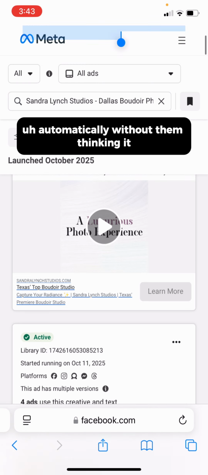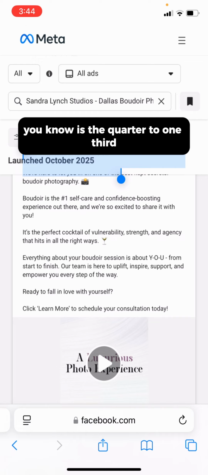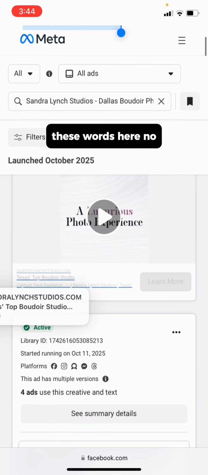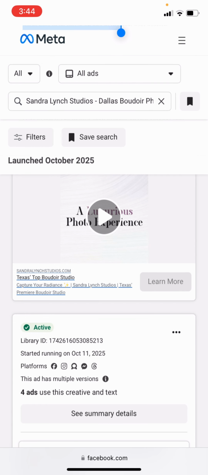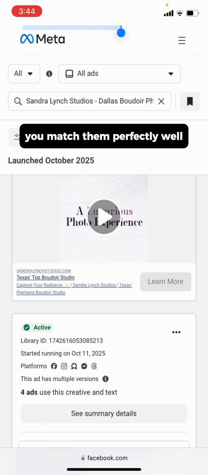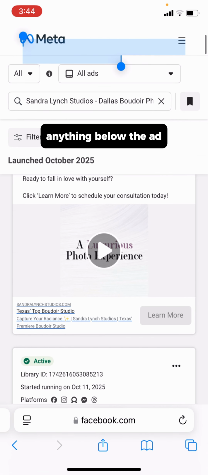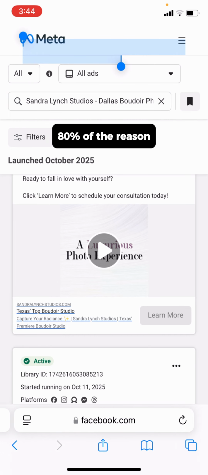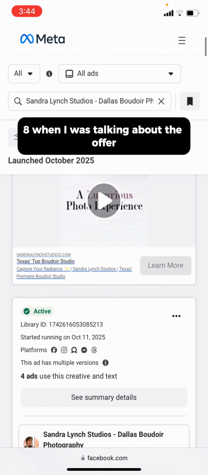Automatically, without them thinking. They're not sitting there thinking, "Oh, are the quarter to a third of the words I got from up here equal to these words here?" No, this all happens subconsciously, automatically. And even if the words are correct, you match them perfectly, well, guess what? It still makes it look more like an ad. So it's always the wrong thing to have any text, anything below the ad. Reason 3 for mistake number 9, 80% of the reason. This ties a little bit back into mistake number 8, when I was talking about the offer.